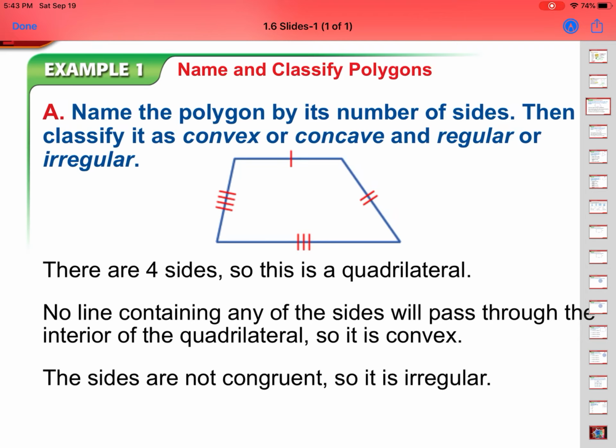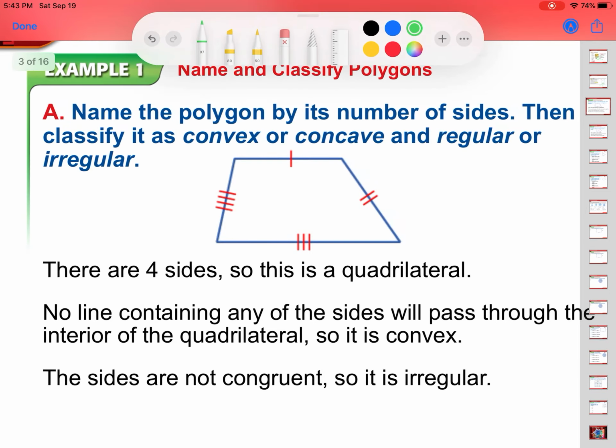So 4 sides, quadrilateral. Since when we connect all our vertices here, I'm going to do that in yellow. Boom. Boom. And then the rest are just the sides. It's all self-contained, so it is convex. Regular or irregular: all the angles are different, all the sides are different, so it is irregular. So it's going to be an irregular, convex quadrilateral.